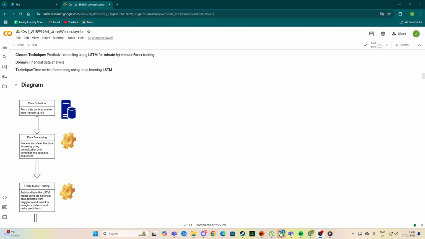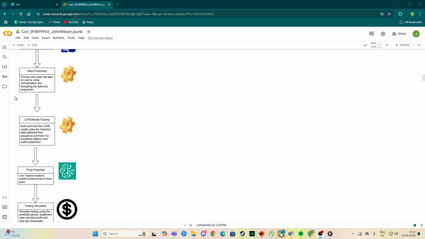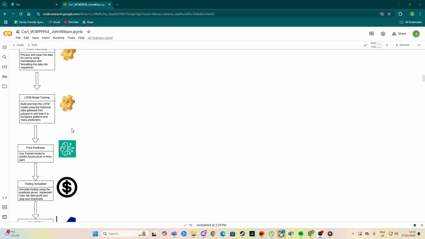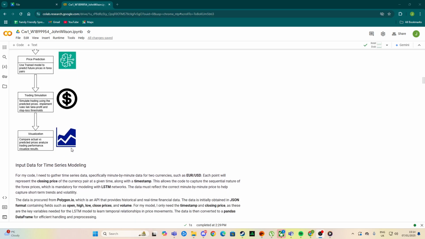So here's my diagram of how it works. So get the data. We process the data, clean it, we train the LSTM for price prediction, a simulation of the trades, and then a visualization on how well I've done.